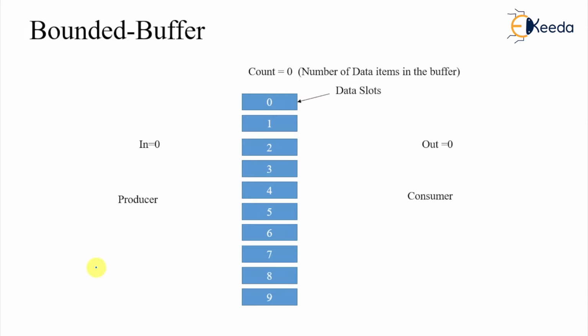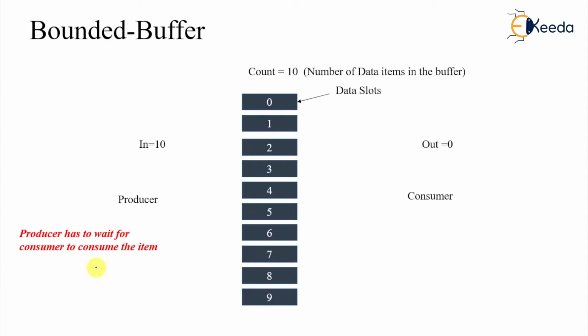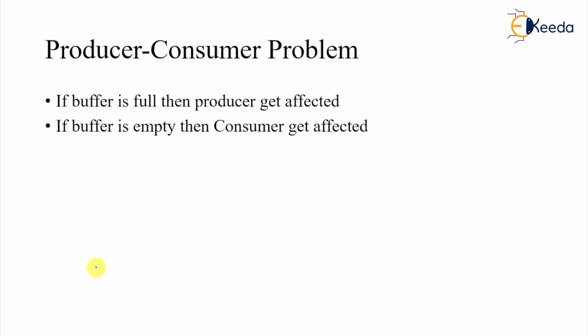Right now in this case, count is 0, the producer has not produced any item, and in that case the consumer has to wait if the buffer is empty. So we will take a variable empty over here, and count is a shared variable. So count becomes 2, 3, 4, 5, 6, 7, 8, 9, 10. Now the producer has to wait for the consumer to consume an item. So the buffer is full, then the producer will be affected.